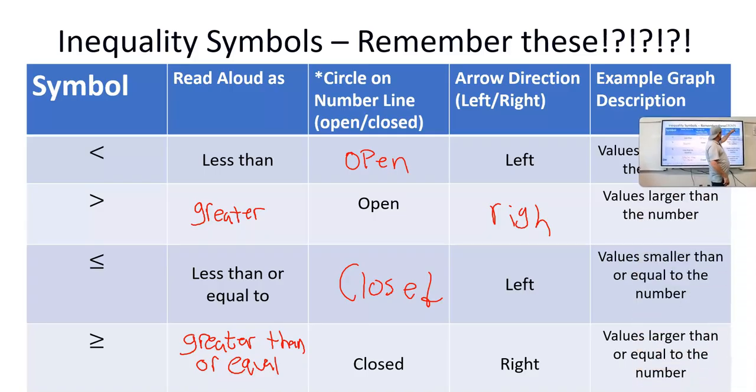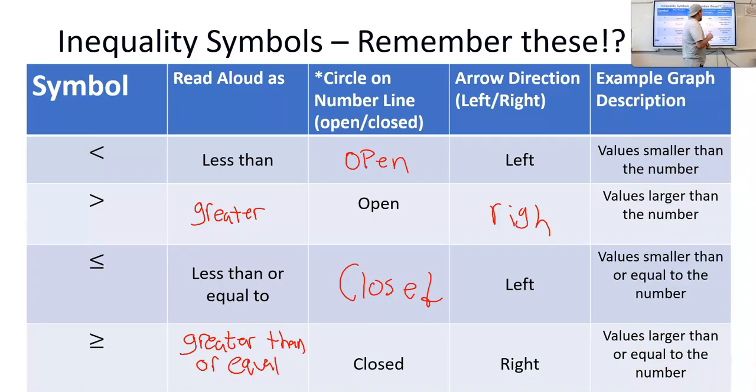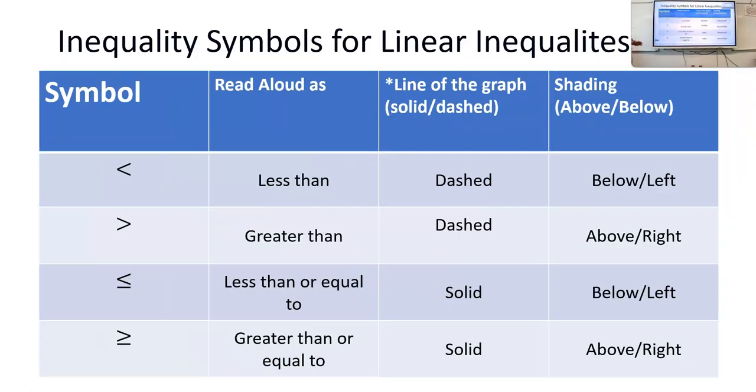Okay, so that's just kind of a quick review. We've already gone over those ones. So it's going to be kind of similar when it comes to our graphs. A less than symbol means we're going to have a dashed line, and it's going to go below or to the left of your inequality or of your linear equation. If you have a greater than sign, that's dashed, and it's going to go above or to the right of your line.